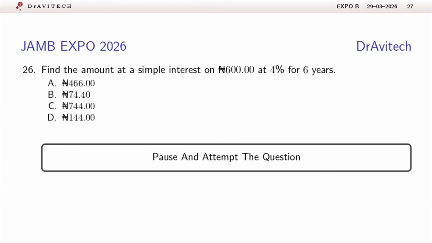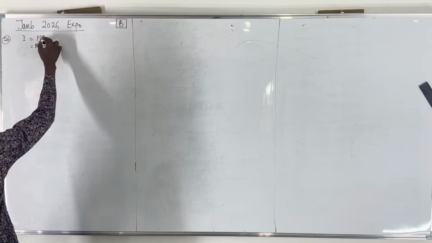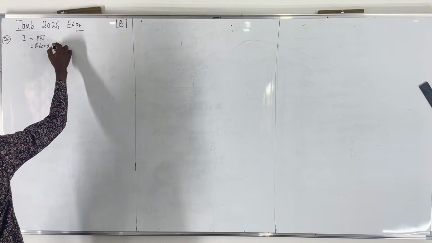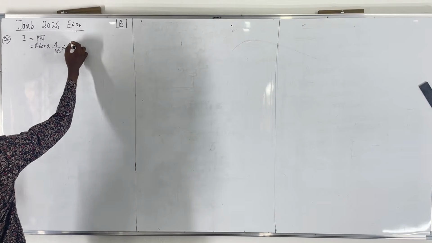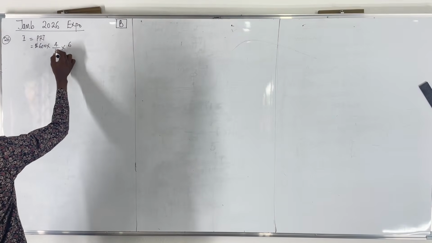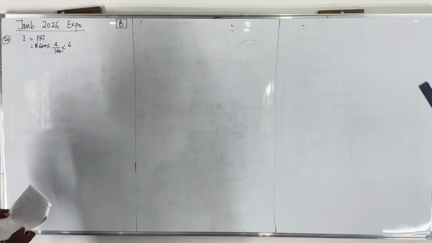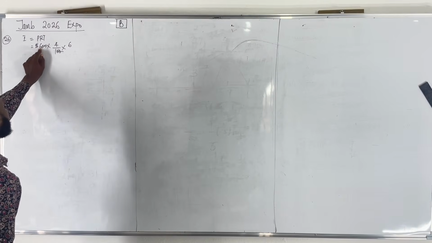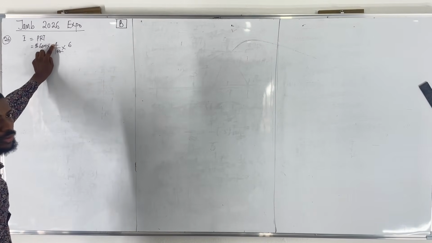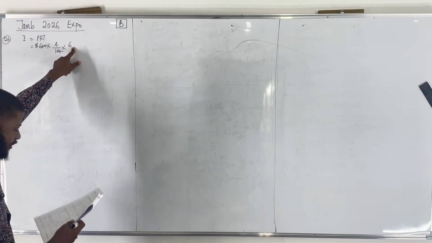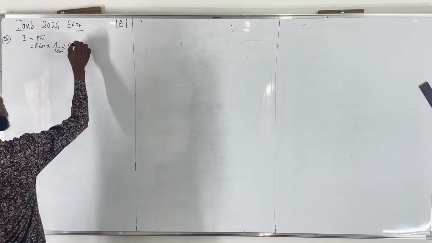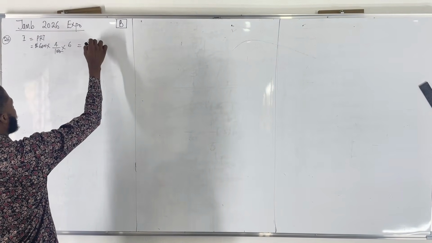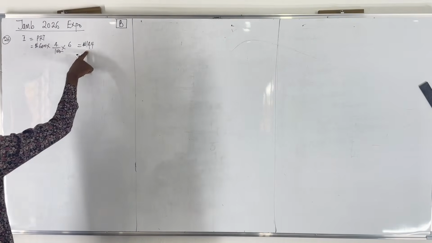So first, let's find the interest. Interest is PRT. So the principal is 600 naira times the rate, which is 4%, so that's 4/100, times the time, which is 6 years. Now 2 zeros, we cancel out 2 zeros. 6 times 4 is 24. 24 times 6 should be 144. So this is 144. This is the value of the interest.